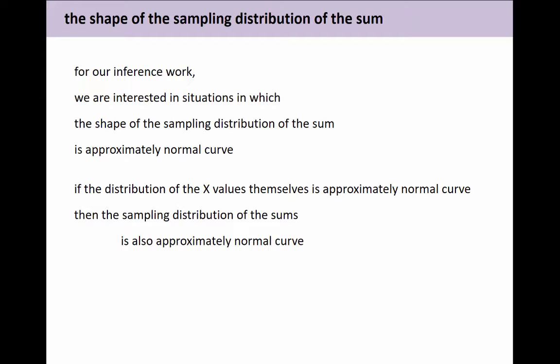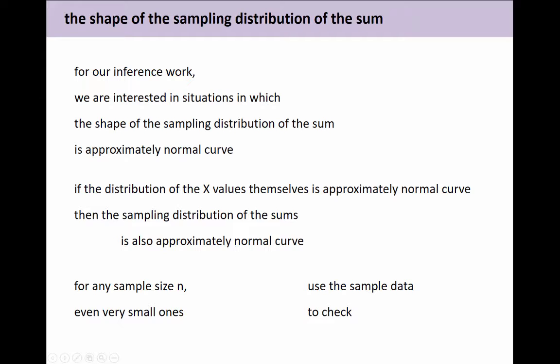I want to emphasize that this will work for any sample size n, even very small ones like samples of size 25 or 50. Of course, when we start to use this in practical problems, if we're not given a lot of information like heights and weights and cholesterol values having approximately normal curve distributions, we'll learn how to use the sample data to check these kinds of claims so we can say something about the sampling distribution of the sum. So that's the first instance in which the sampling distribution of the sum will be approximately normal curve.